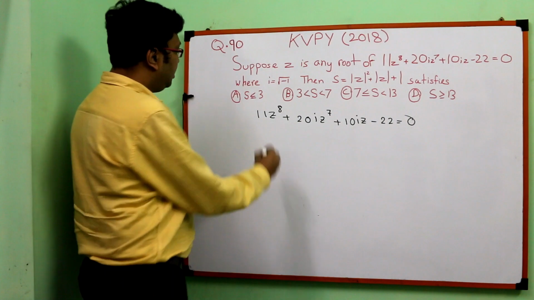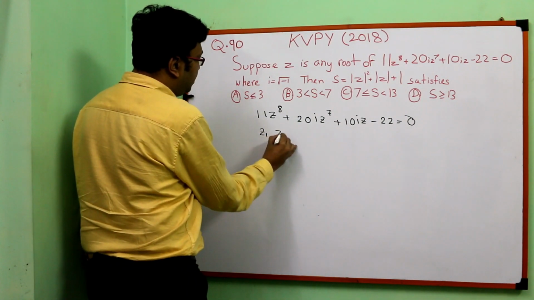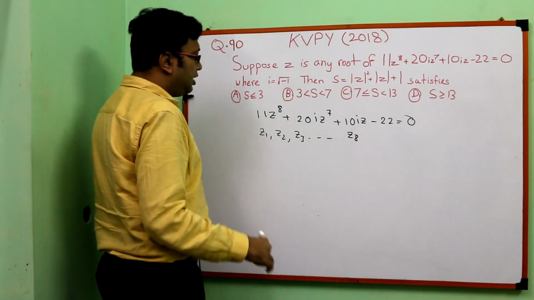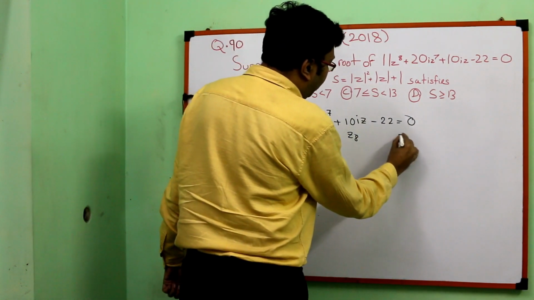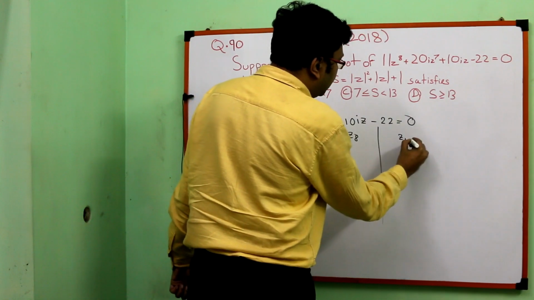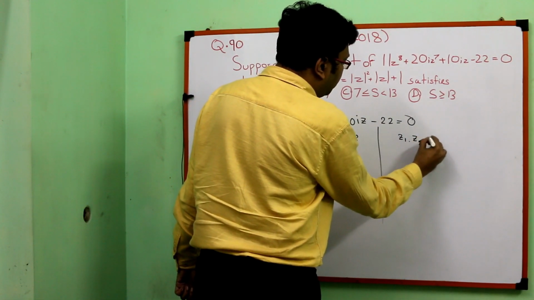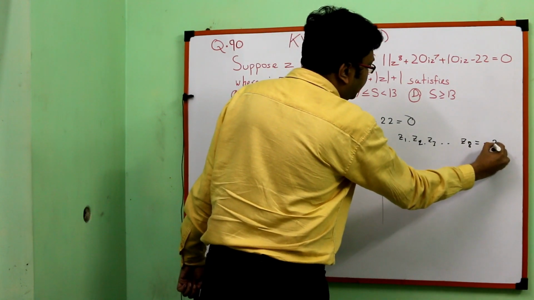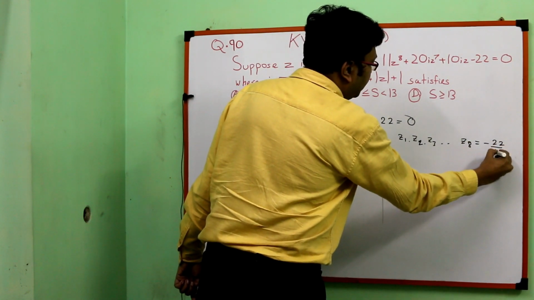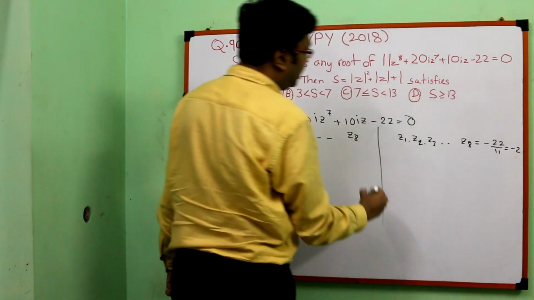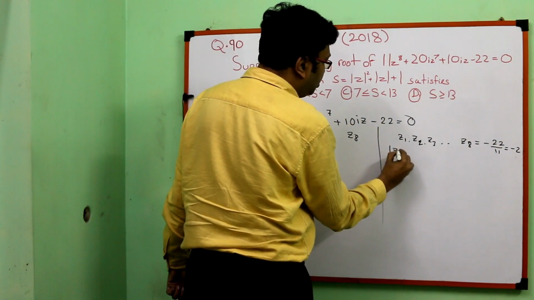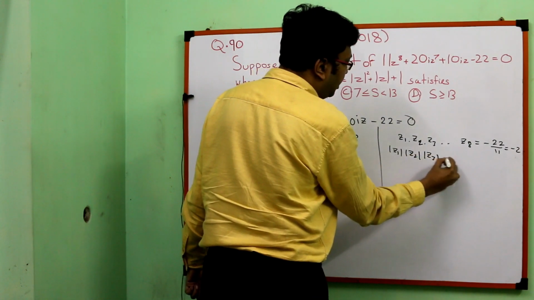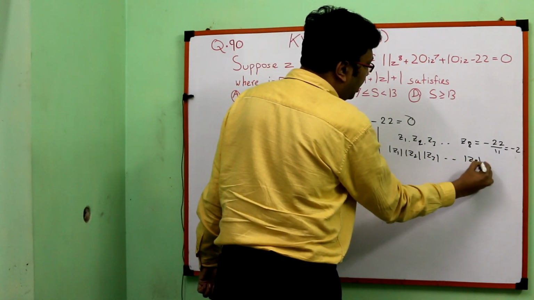Let the roots be z1, z2, z3 up to z8. Therefore, the product of all these roots, that is z1 into z2 into z3 up to z8, equal to minus 22 by 11, which is equal to minus 2. Hence I can say that mod z1 into mod z2 into mod z3 up to mod z8 equal to 2.